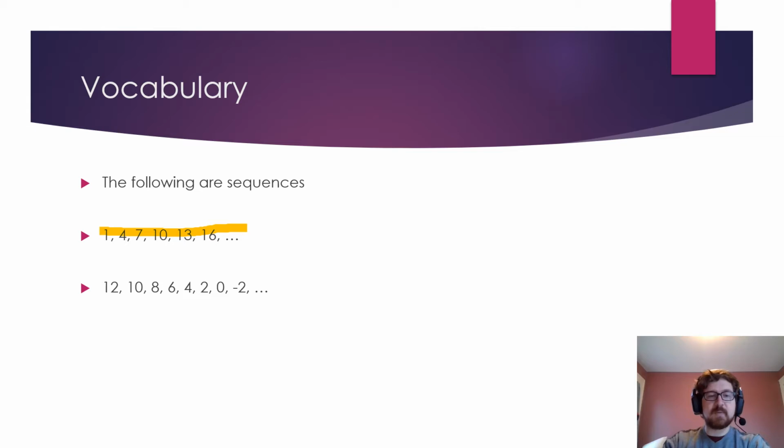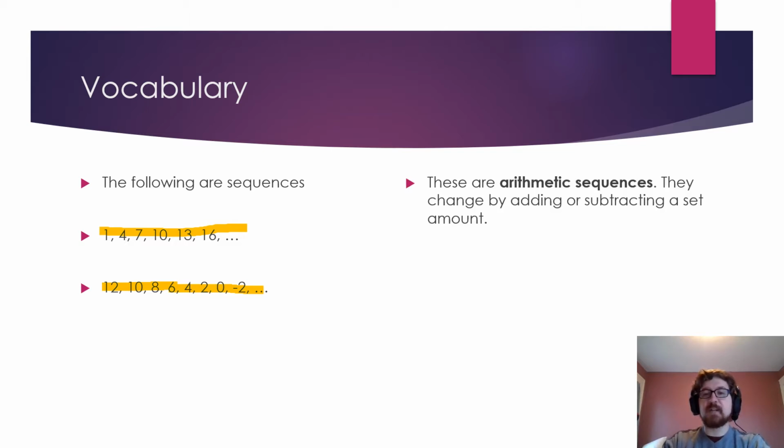If we were to talk about this one, 12 minus 2 is 10, 10 minus 2 is 8, 8 minus 2 is 6, 6 minus 2 is 4, and so on. You can even see that it goes into the negatives. Perfectly fine either way. These are called arithmetic sequences because we're doing arithmetic, addition or subtraction, to find the next term.